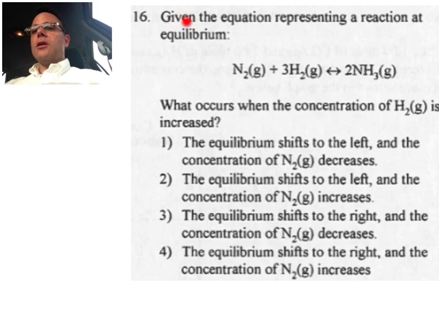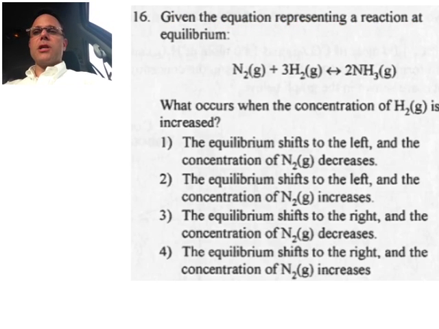Number 16. Given the equation representing a reaction at equilibrium, we have nitrogen gas, 1 mole of it, combining with 3 moles of H2 gas in equilibrium with 2 moles of ammonia gas. So what occurs when the concentration of H2 gas is increased? So Le Chatelier said that as you increase the stress, the system is going to behave to relieve that stress and move away from it. So we are increasing H2 gas. The system will then shift to the right.